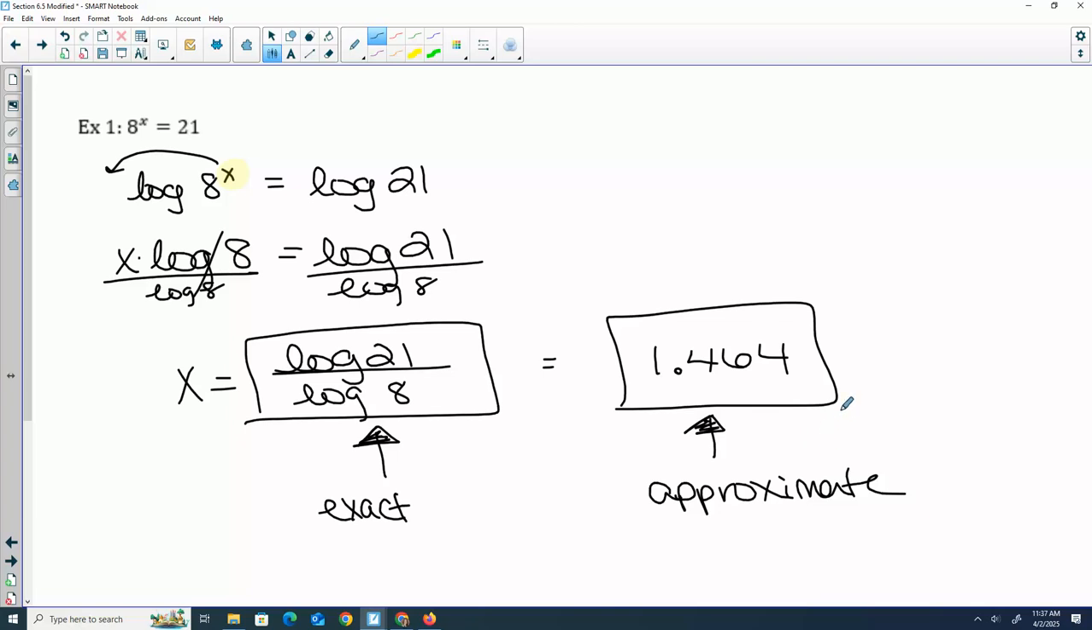As far as checking these, you can plug them in. If you type 8 to the 1.464 power, it doesn't turn out to be exactly 21, it's 20.995. Why is it not exact? Yeah, that's our approximate. We rounded that. The more decimal places you have, the closer it gets to 21. But that's a pretty good check. If you plug it in, you can make sure it's close to 21.